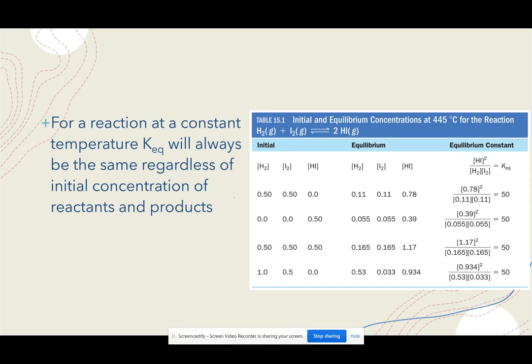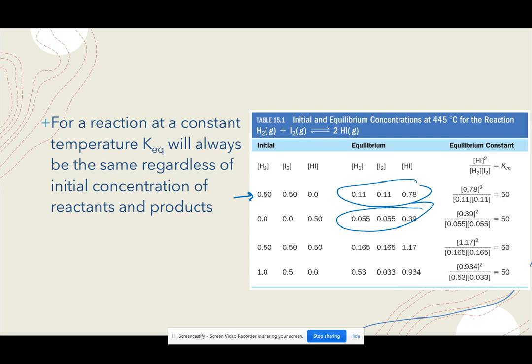So this first one here, this is what I just did, where I started with 0.5 molar hydrogen and 0.5 molar iodine and 0 HI. I know that's the one I just did because those were the numbers I just used, my equilibrium concentrations. But notice, regardless of what I start with, in the second one, I start with no reactant. I start with 0.5 molar product. My equilibrium concentrations are much lower than they were in the previous reaction. But notice my K value is still 50, still the same.